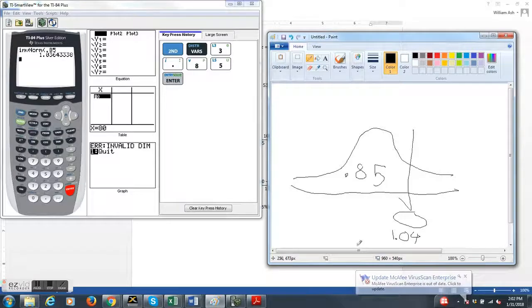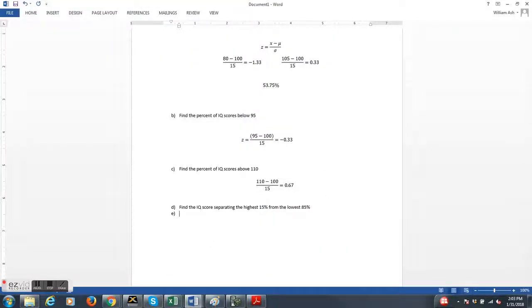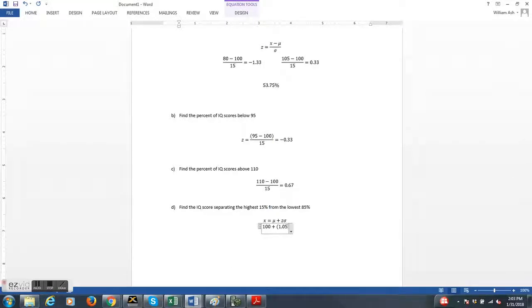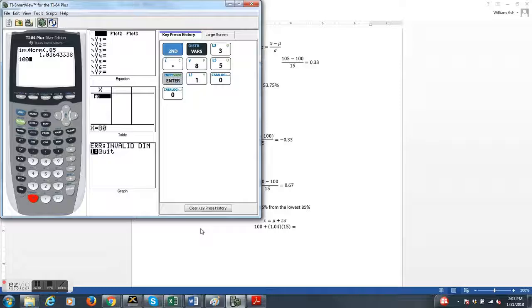And then I can just convert back. So similar to this guy, I can say x equals mu plus z sigma, which in this case is going to be 100 plus, what did I just say he was, 1.04 times 15, which is what? 100 plus 1.04 times 15, 115.6.